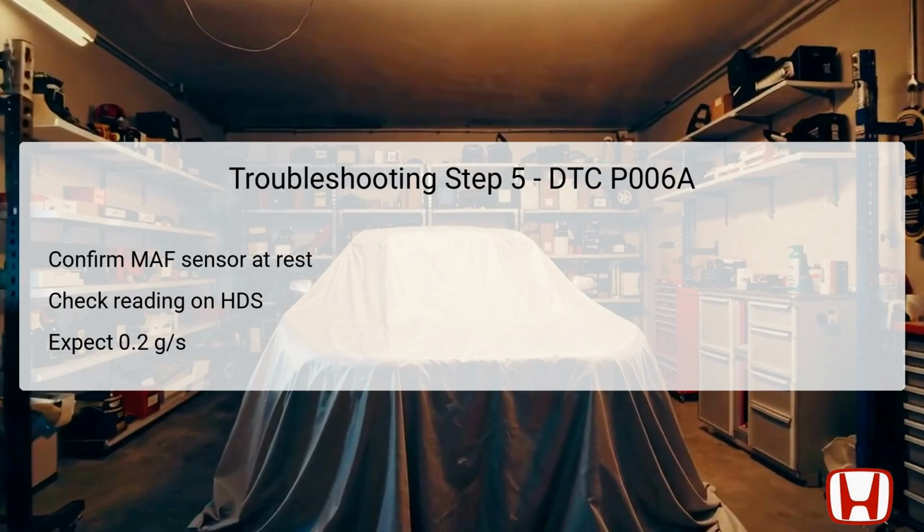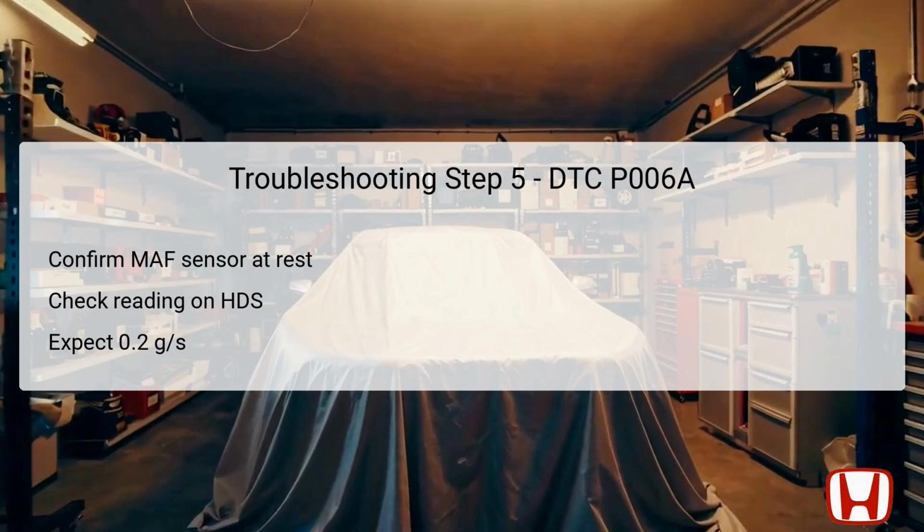The Honda Diagnostic System, HDS, should be used to confirm that the MAF sensor reading is approximately 0.2 grams per second, g/s. This measurement reflects the sensor's ability to detect the airflow into the intake system accurately. A reading significantly different from this value can indicate that the MAF sensor, or possibly the intake air temperature, IAT, sensor positioned alongside it, is malfunctioning.